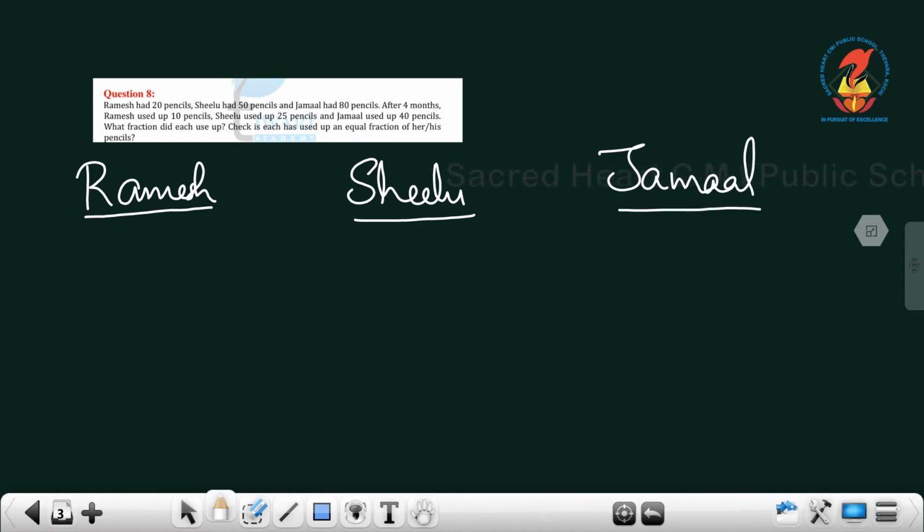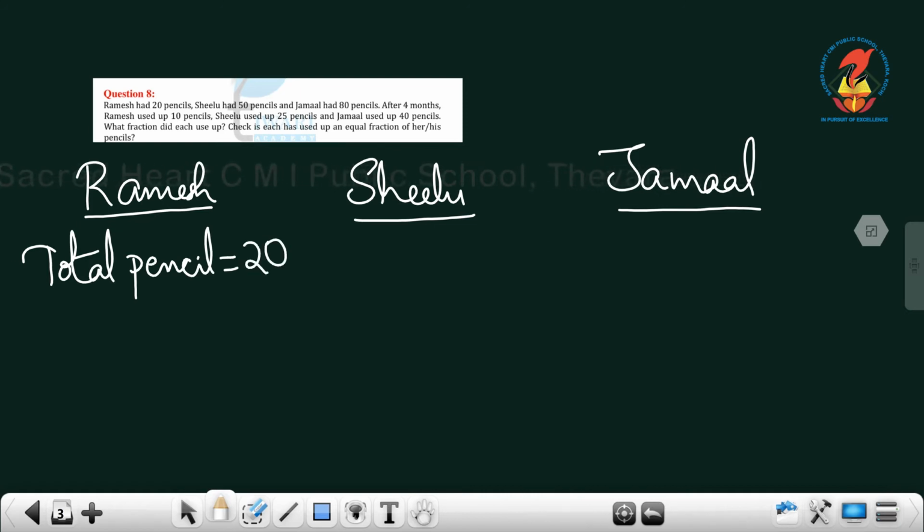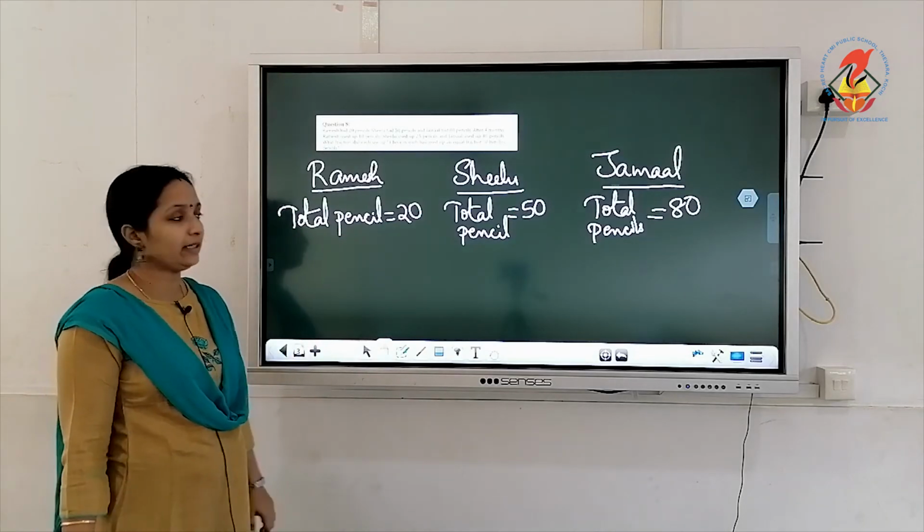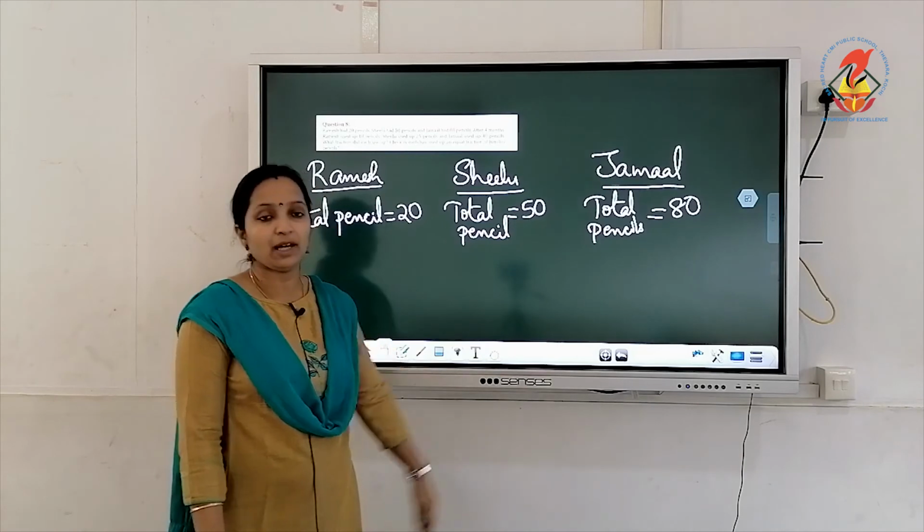Now, Ramesh had 20 pencils. So, what is the total number of pencils? Total pencils is 20. Sheelu's total pencils is 50. And Jamal's total number of pencils is 80. Okay. So, Ramesh had a total of 20 pencils, Sheelu 50 and Jamal 80.